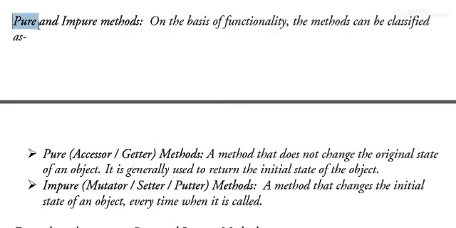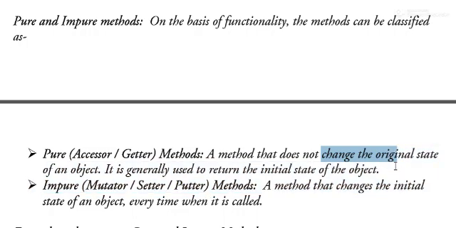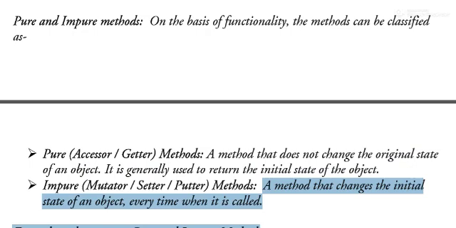The classification of pure and impure methods depends on their functionality. Pure methods, or accessor methods, or getter methods, are the methods that do not change the original state of an object. That means this type of method does not change any value, whereas an impure method changes the state of an object every time it is called.